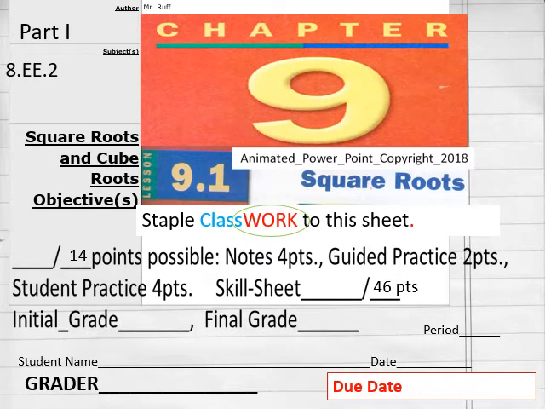9.1 square roots. We're going to start getting ready here to get into some geometry part of the pre-algebra course.